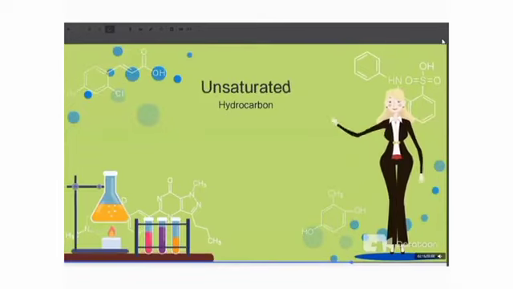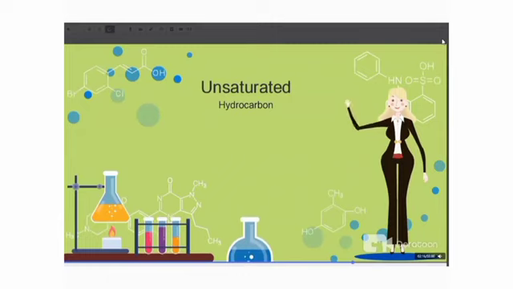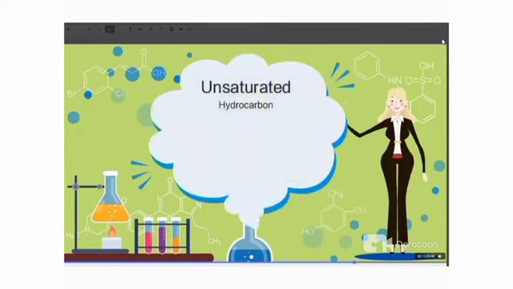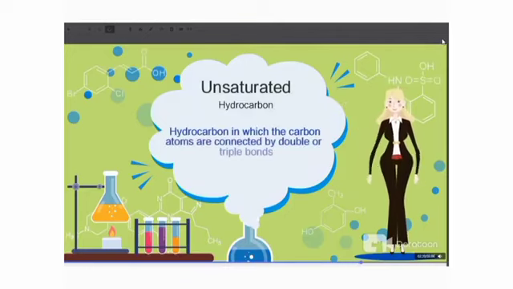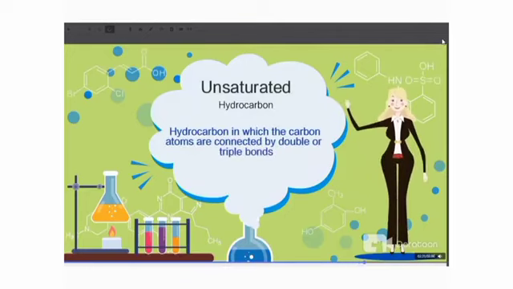You already know about saturated hydrocarbons. Now, what is unsaturated hydrocarbon? Yes, you're right. Unsaturated hydrocarbon is hydrocarbon in which the carbon atoms are connected by double or triple bonds. Great job, guys. Thank you.